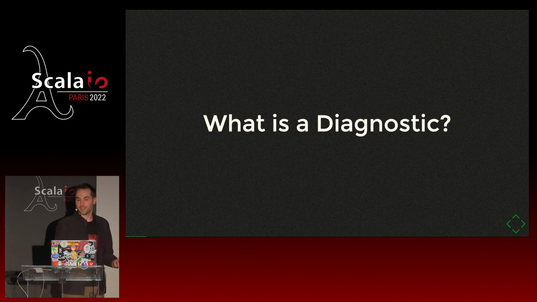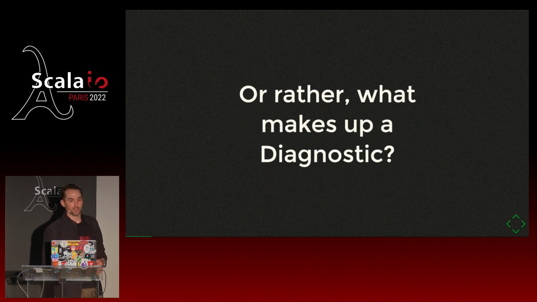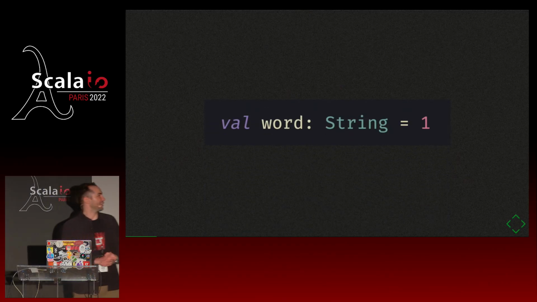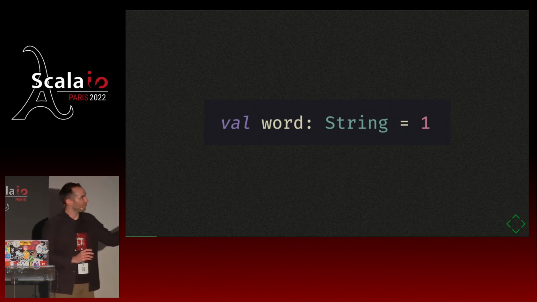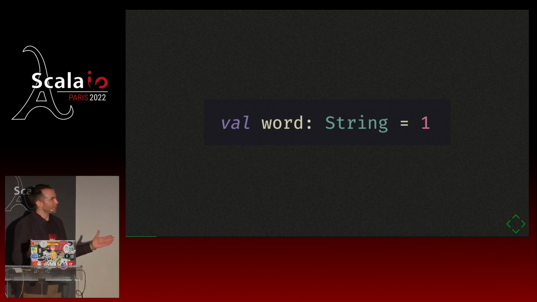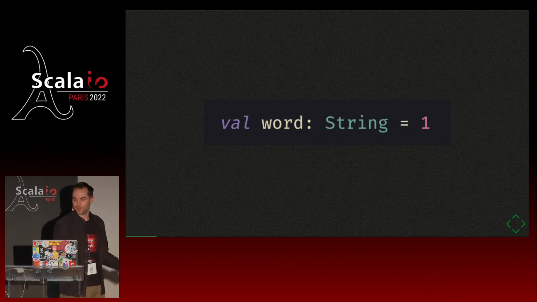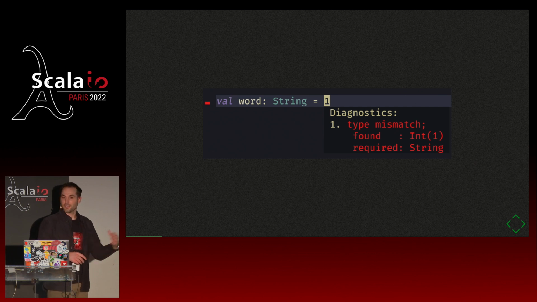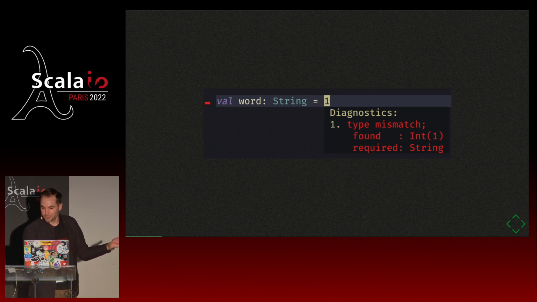Before we can talk about that, we have to have a common understanding of what a diagnostic is. Again, a simple question, but maybe a little more involved than we might originally think. Another way to state that is, what makes up a diagnostic? When you think of a diagnostic, what do you think about structurally? We'll have some very simple examples. The first one is just val word, of type String, equals 1. You don't have to be an expert at Scala to know that this will not work. In your editor, you'll see an error, and you'll hopefully be able to fix your code.